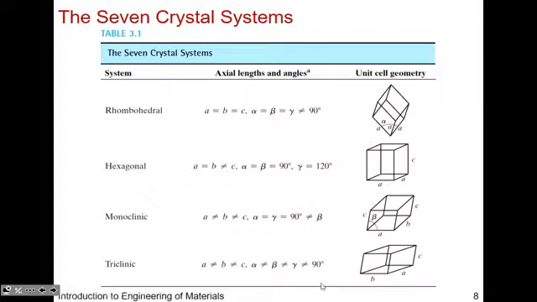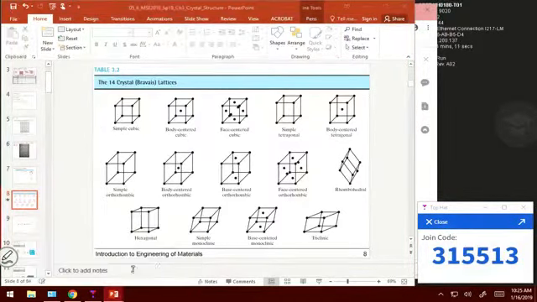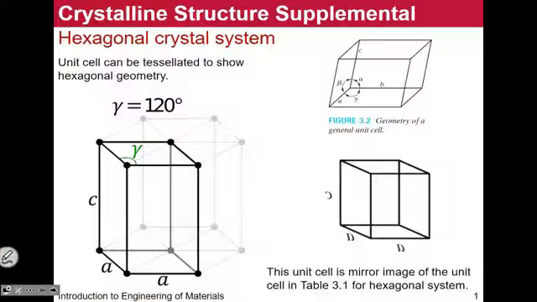I will upload this. I've uploaded a screenshot, but I'll also upload the PowerPoint. I just have really one slide that clarifies this a little bit more. In your book, it has that hexagonal primitive unit cell on the right. All I did was mirror it, which is why the letters are backwards.